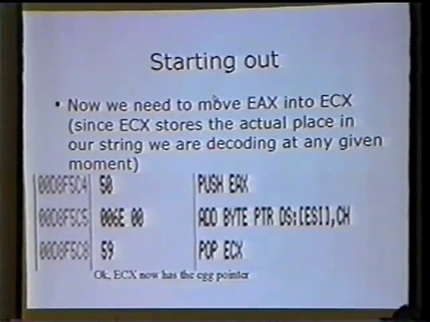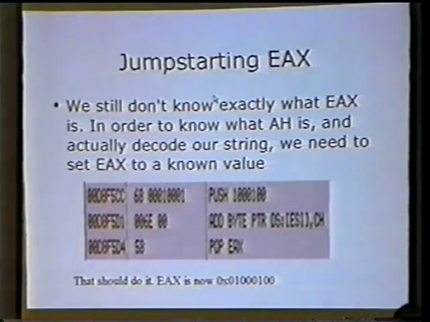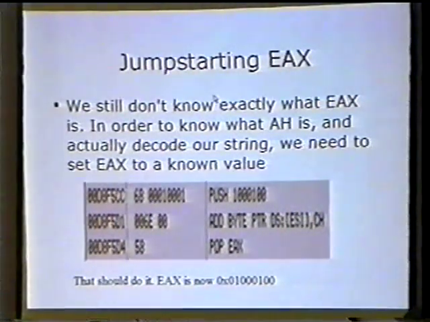So transmuting between registers is actually really easy. You just do a push and a pop. And the other thing you have to do is somehow get an actual number into EAX so that you know what it is. You do that just by pushing a constant, and then popping that constant back into EAX.